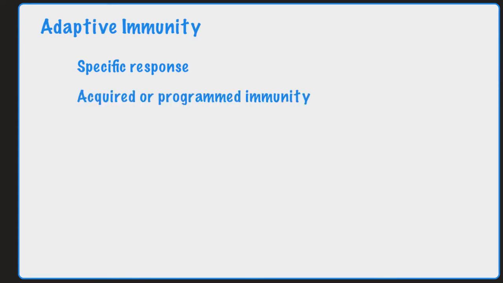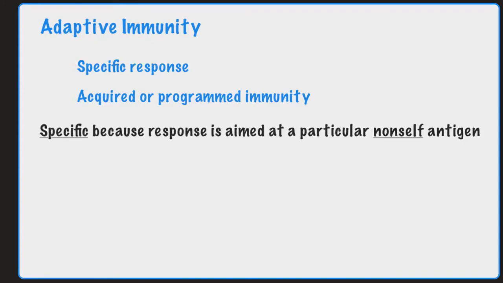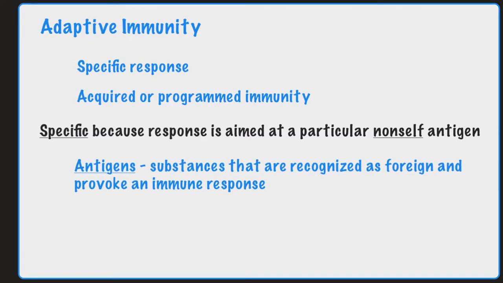Now, this immunity is specific because the response that happens is aimed at a particular non-self antigen. Now, an antigen is a substance that is recognized as foreign by the body, and it provokes an immune response. This means that the adaptive immune system is capable of recognizing the difference between self and non-self proteins.